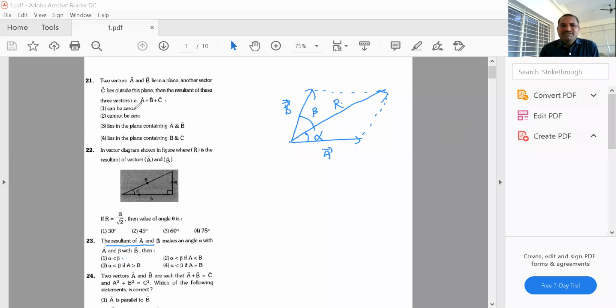Okay. See, for finding alpha, we know the tan alpha formula. What is tan alpha? Tan alpha formula is B sin theta upon A plus B cos theta. Do you remember that? Yes, it will form a right-angled triangle here. This is B sin theta.